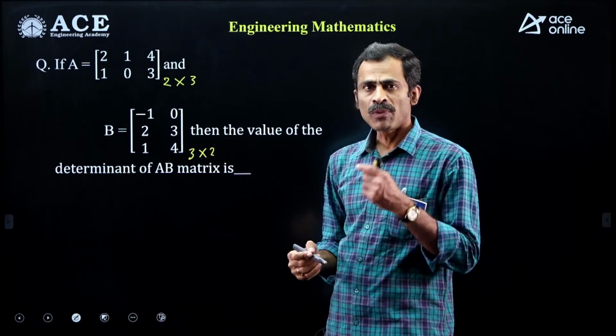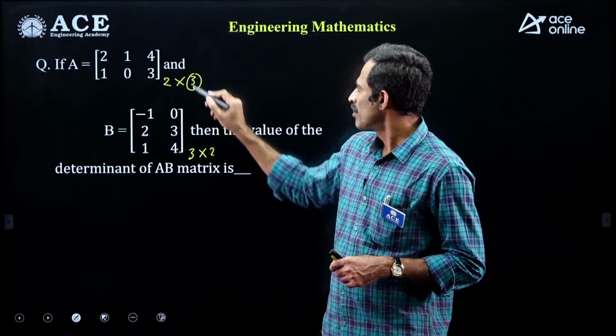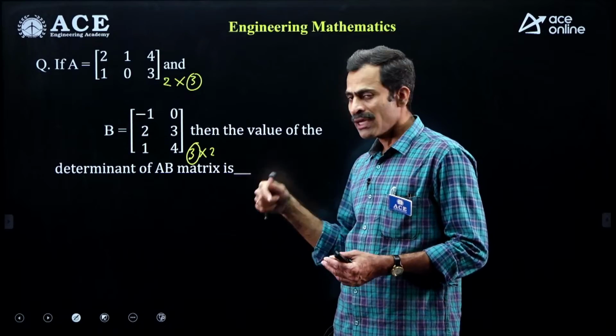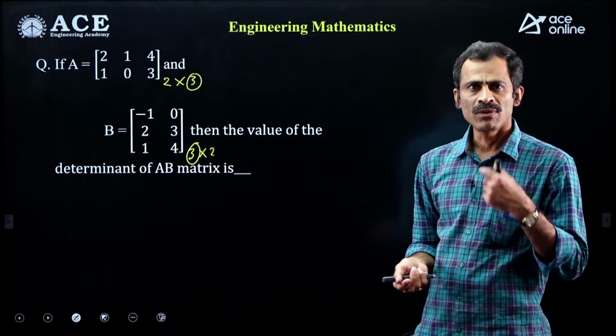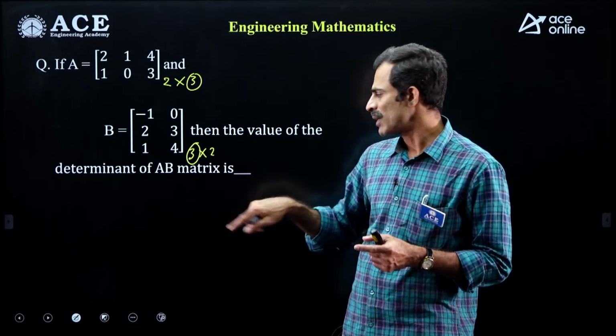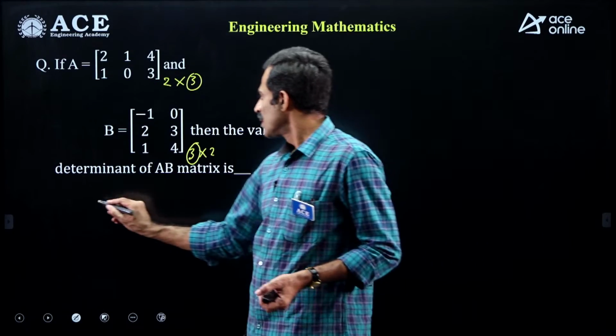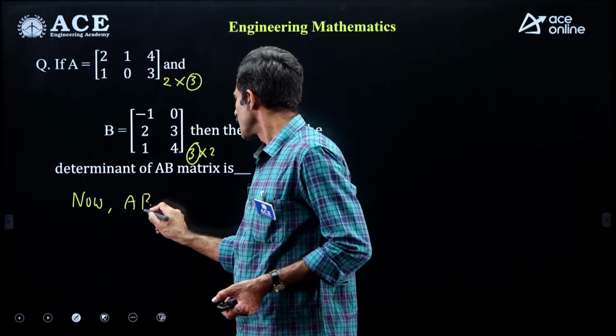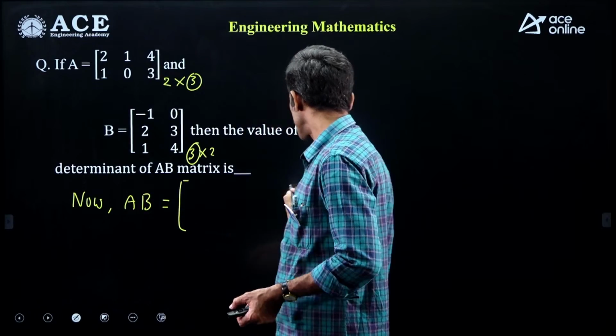Between these two, the product AB is possible, because the number of columns of the first matrix equals the number of rows of the second matrix. So 2 by 3, 3 by 2, the output is a 2 by 2 matrix. We can find the product AB. The resulting matrix is a square matrix, so we can find its determinant. Now the product AB equals a 2 by 2 matrix.